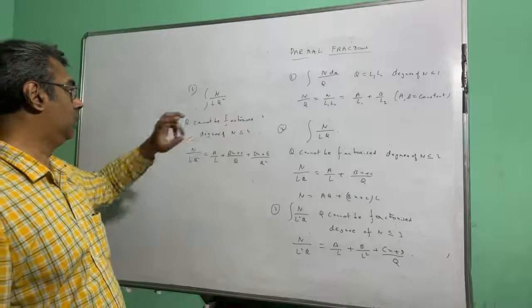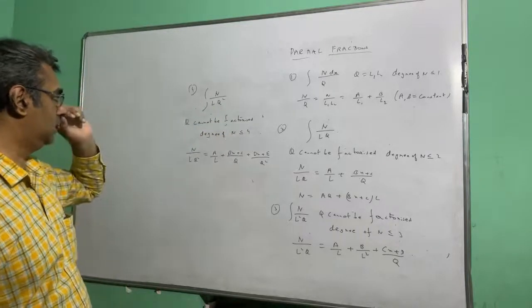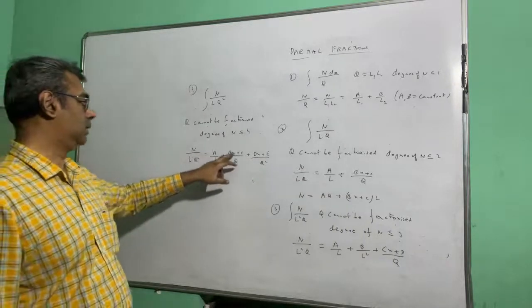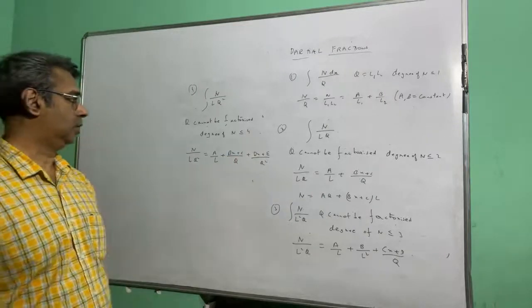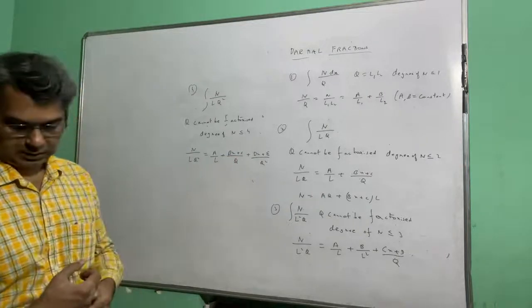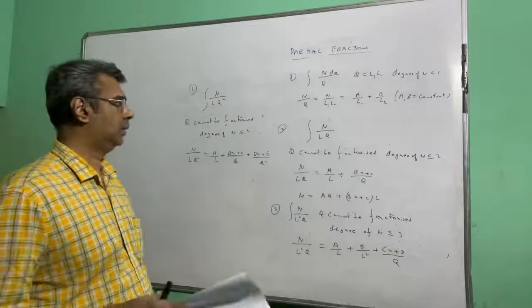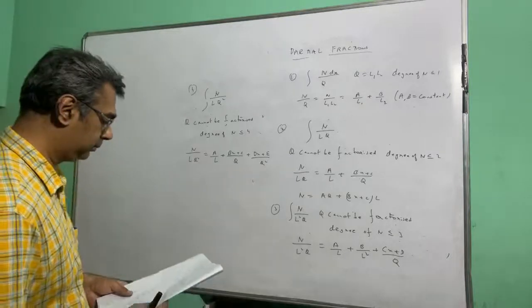Numerator by linear into quadratic square, the quadratic cannot be factorized and degree of numerator is less than equal to 4. So numerator by linear into quadratic square is a by l plus bx plus c by q plus dx plus e by q square, and then you have to solve ABCD, you will get the answer. So these are the four different types of partial fractions.